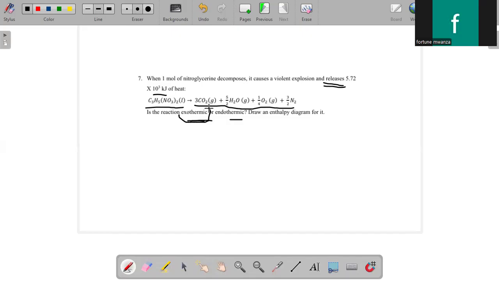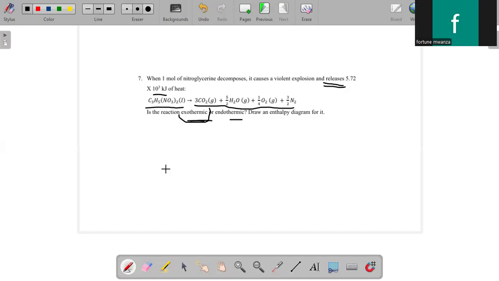So now, how do we come up with an energy diagram for this type of reaction? I'll draw an energy diagram for an exothermic reaction for this question. Then I'll also show the enthalpy diagram for an endothermic reaction. Let me start with the enthalpy diagram of our question, which is an exothermic reaction.